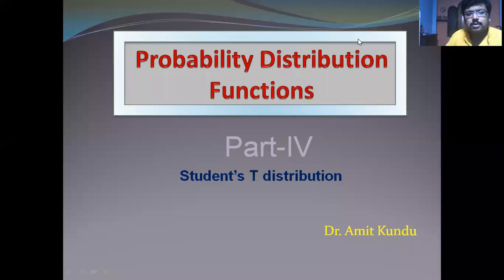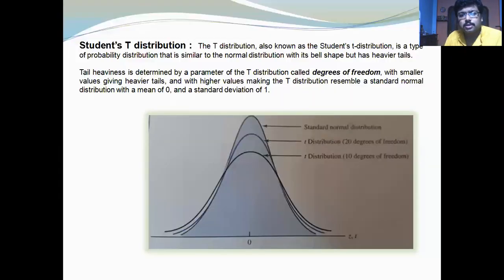Hello. In the series of probability distribution functions, today I will be discussing the student's t distribution. The t distribution, also known as the student's t distribution, is a type of probability distribution that is similar to the normal distribution with its bell shape but has heavier tails.